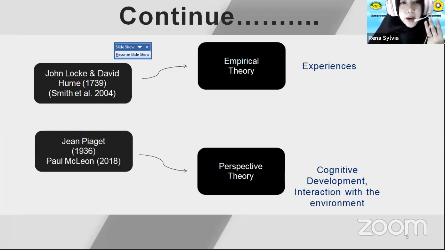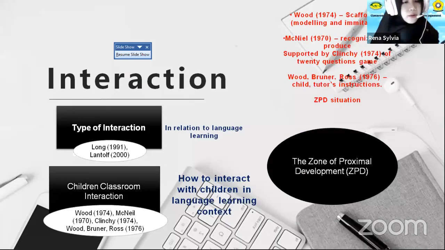So Jean and Paul introduced the perspective theories that say that learning language can happen in the children's cognitive development, in which those three are inside the interaction with the environment. So then here we will talk about the interaction.